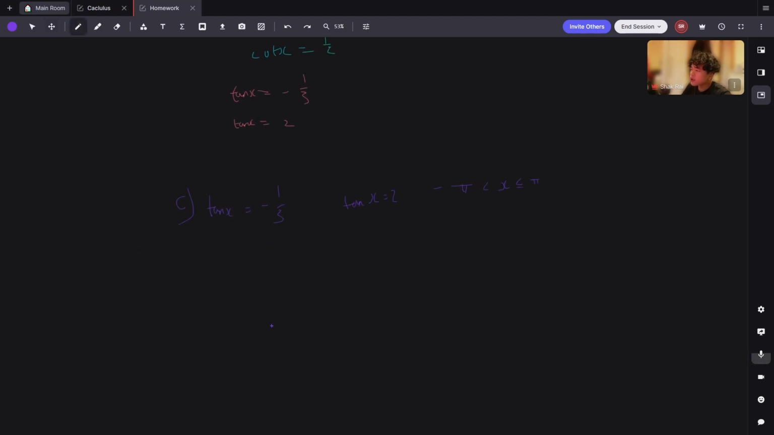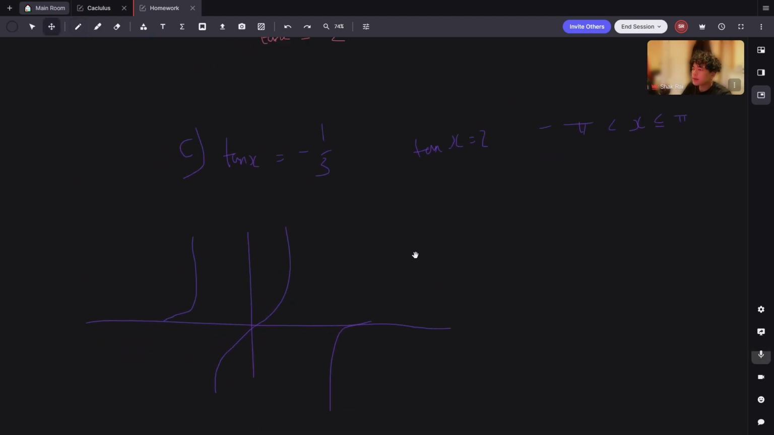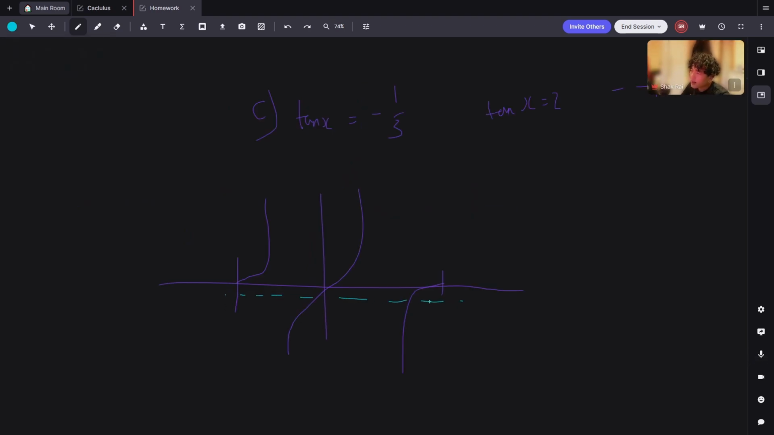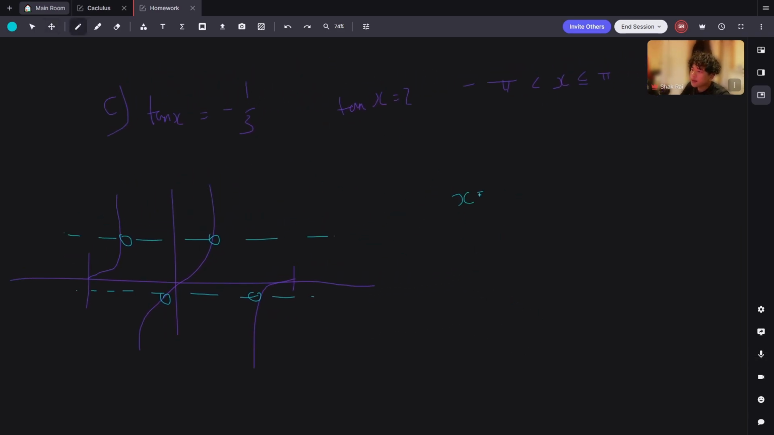The first thing I do for questions like this is sketch it out, because it allows me to see what kind of answer this is going to be. Tan is the funky one where it goes like this and it goes like this. Because we're only working between minus pi and pi, we only need this aspect and this aspect up to here, and that's what I've drawn. Minus a third is going to be somewhere like here, and then 2 is going to be somewhere up here. So there are going to be 2 values for 2 and 2 values for minus a third. Now, tan x equals minus a third, so x equals tan inverse of minus a third. Where's my calculator?